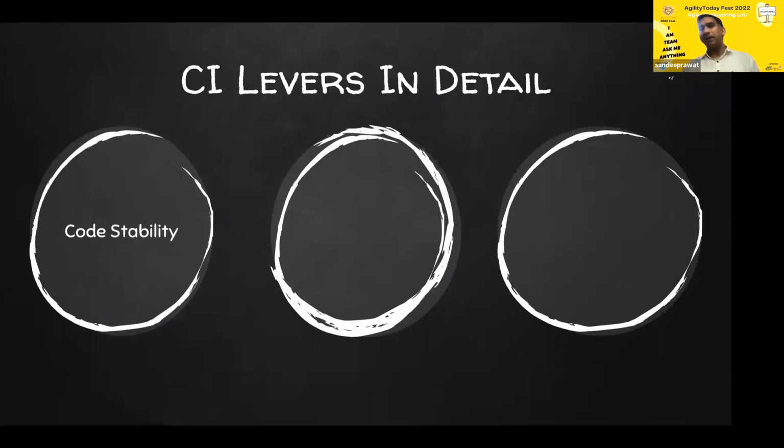It is not breaking, right? So take the example of a Java application. If you do a Java compile, it will tell you whether the code is in a compilable state or not. Something like that.